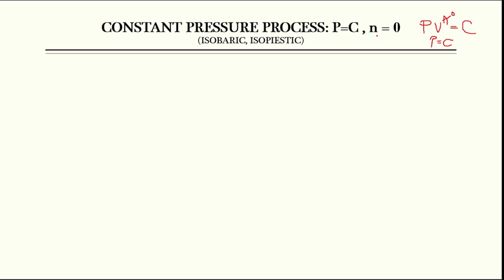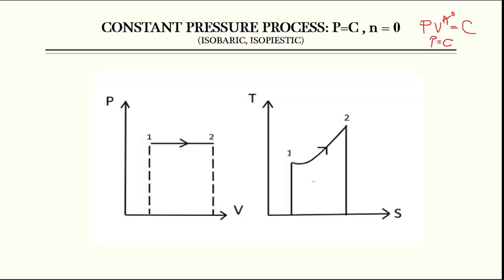So kapag sinabi nating isobaric process, tinatawag siyang constant pressure or isopiestic. Kapag tinanong, what is the other term for isobaric process? Ang sagot, isopiestic. Isopiestic. Okay. Now, let's proceed na dun sa graph nung ating isobaric process, the PV diagram and the TS diagram.